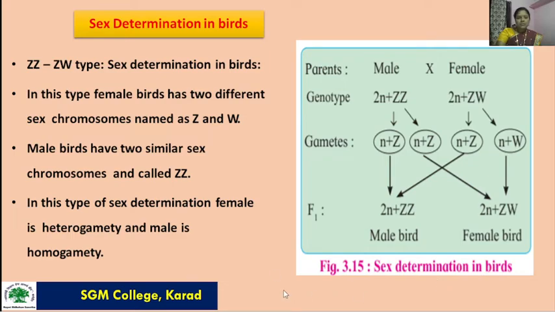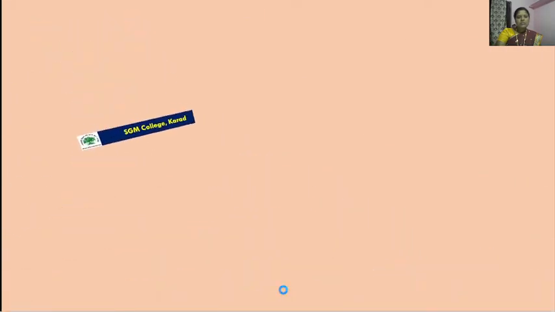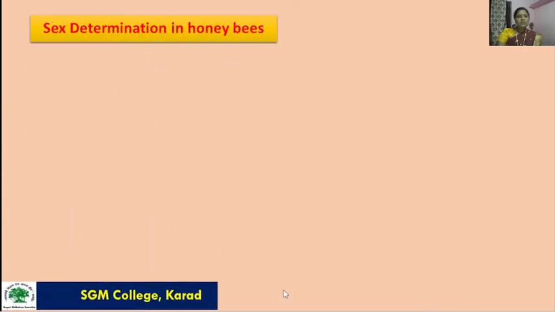Now the next one is sex determination in honey bees.